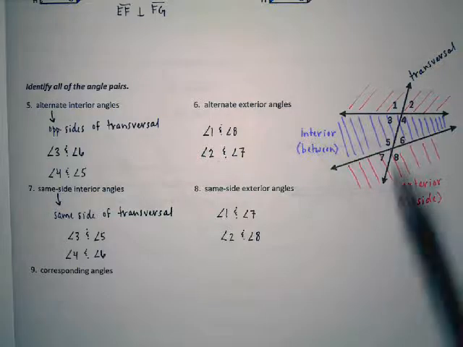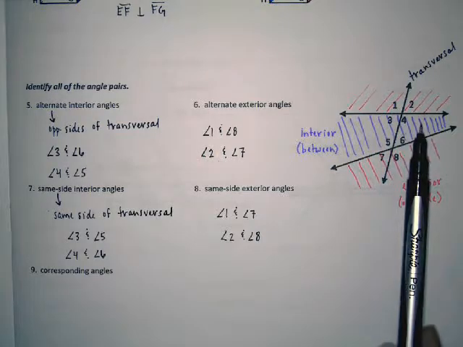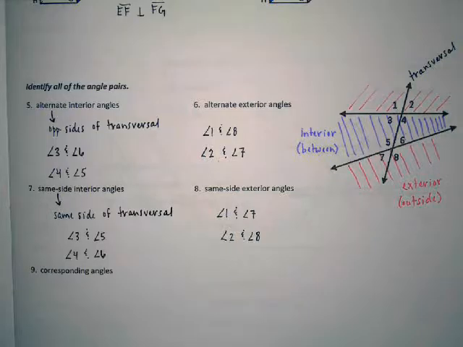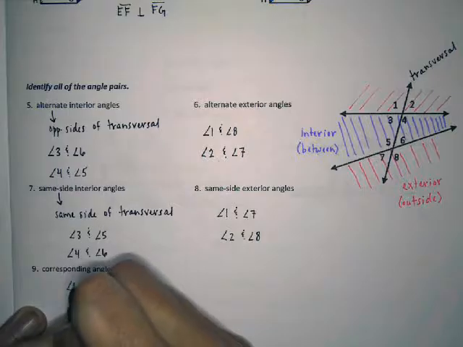Remember, we said correspondings sit on the same side of the transversal and on the same side of the line. So for example, if I pick angle 2, I notice that angle 2 is to the right of the transversal and above this line. So its corresponding angle is going to be angle 6, because it is also to the right of the transversal and above the line.